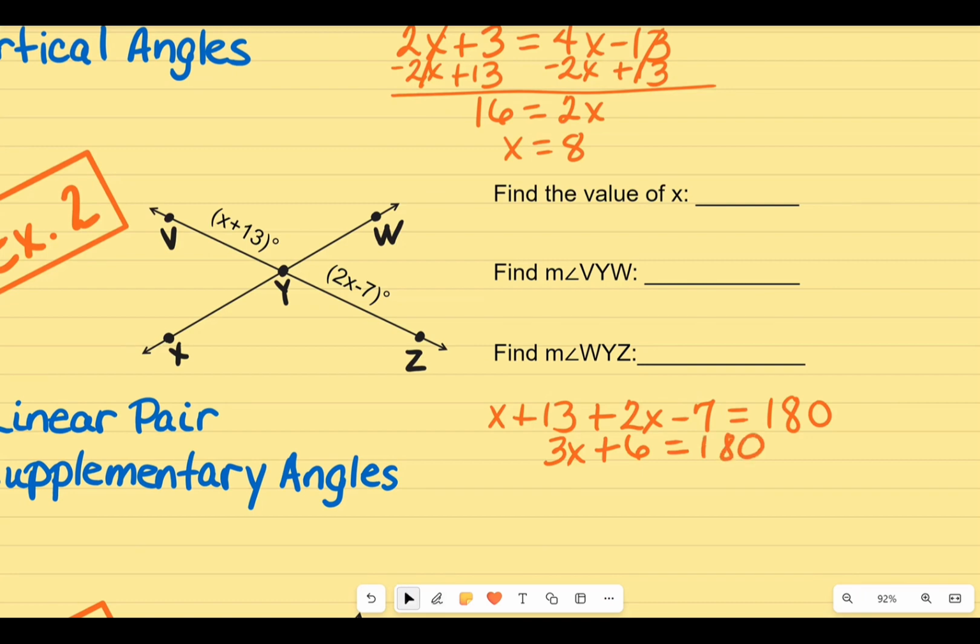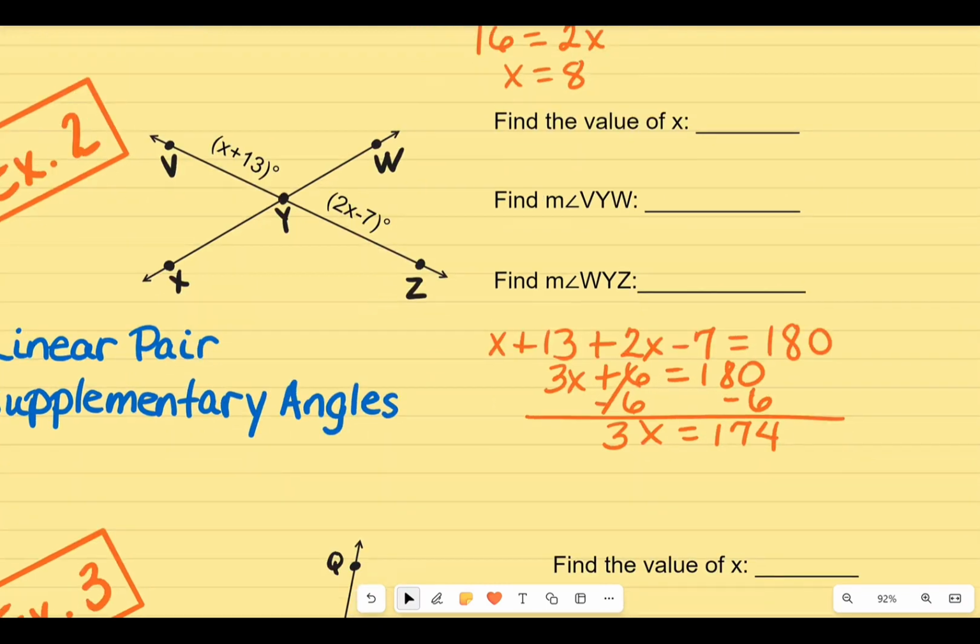I want to get the x by itself, so I'm going to subtract 6 on both sides, and that's going to leave me with 3x is equal to 174. And now once I simplify that by dividing both sides by 3, I see that x is going to equal 58. Again, I don't have to put a degree symbol here because I'm simply just replacing the x's that's shown in my expressions.